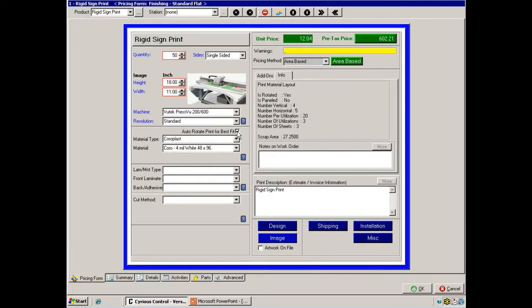Now, if I don't allow rotating, it will then only fit 2 and 8, so you only get 16 per sheet, therefore requiring 4 sheets to accomplish the same job.